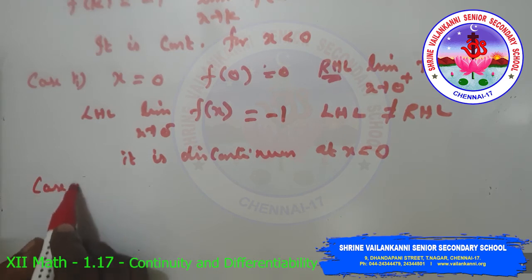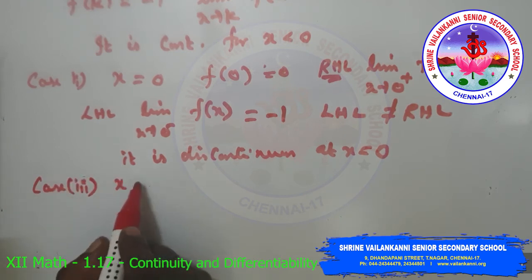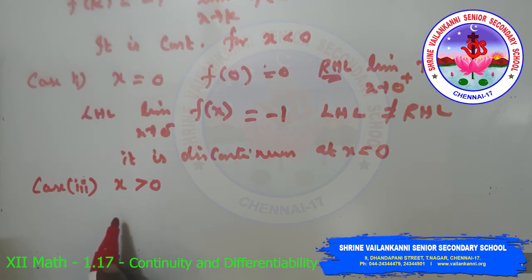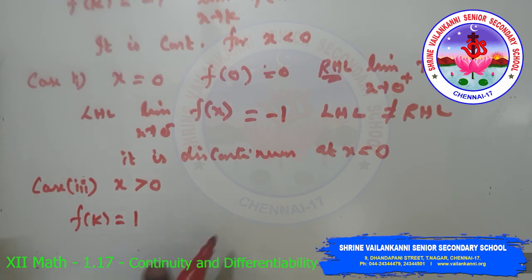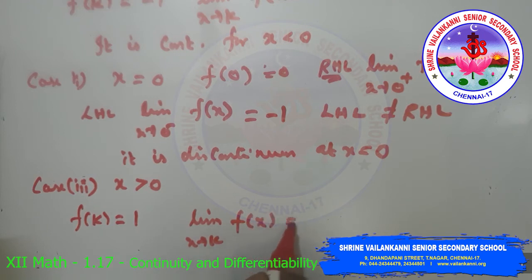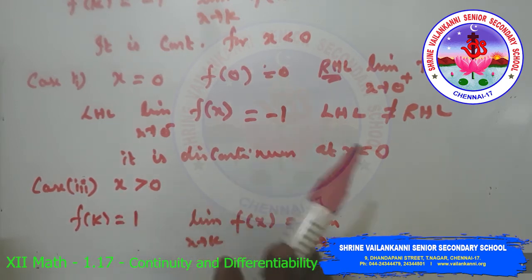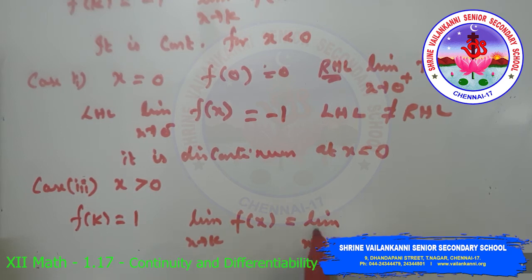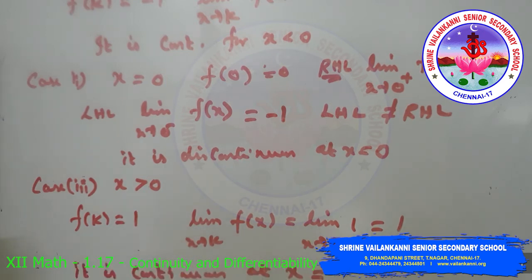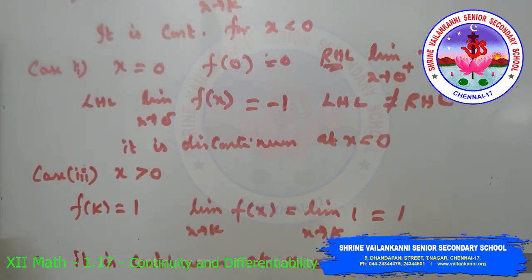Then case 3, when x is greater than 0. When x is greater than 0, f of x is defined to be 1. So f of k is 1. Then limit x tends to k, f of x is equal to limit x tends to k, 1, which is equal to 1. So these two are equal, it is continuous for x greater than 0.